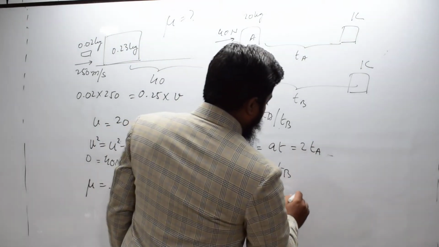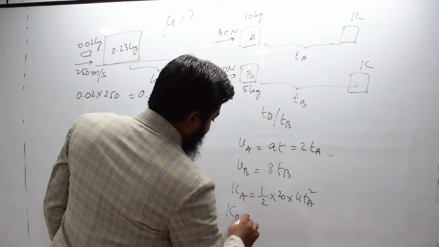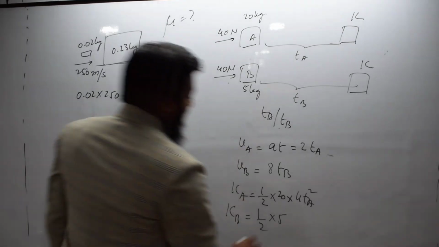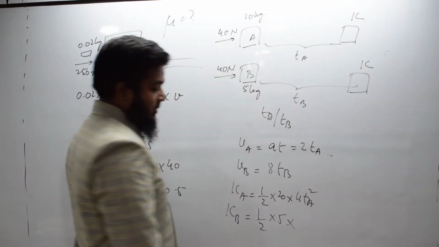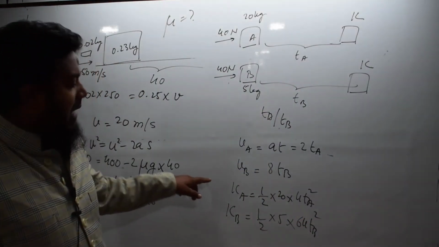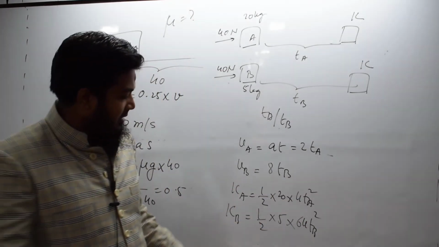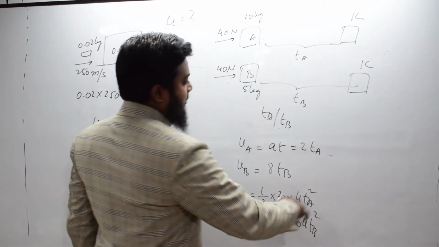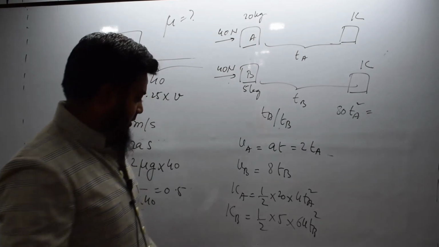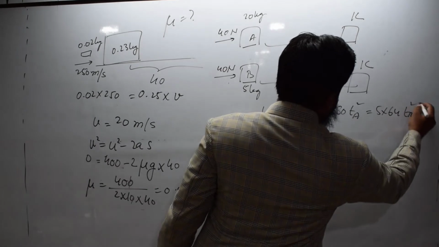So, square of this will be 4 T A square, and kinetic energy of B will be equal to half, mass is 5 and speed is 8, so squared is 64 T B square. Now these two are equal. So, if you equate them, half gets cancelled. You are left with 20 into 4, which is 80 T A square, is equal to 5 into 64 T B square.